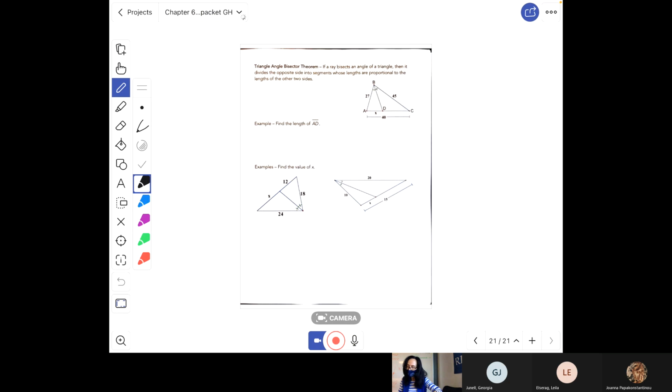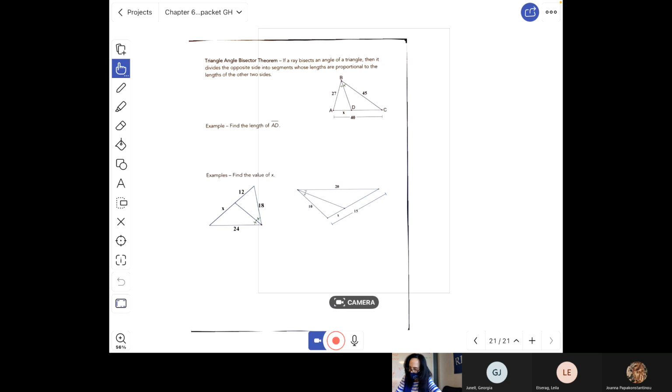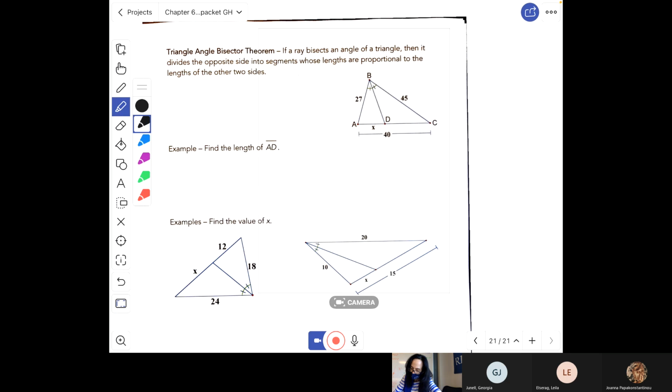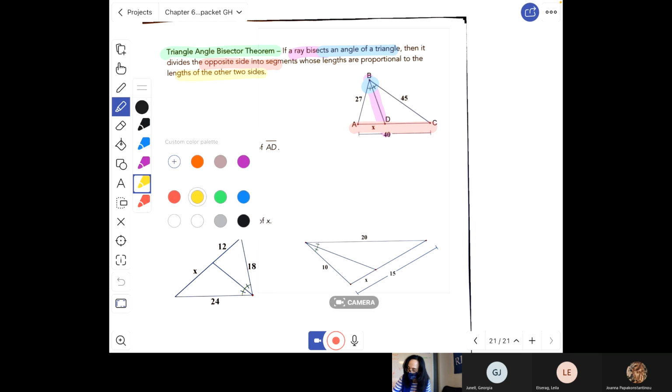Excellent. All right, one last theorem, the triangle angle bisector theorem. So I have a ray, and it bisects the angle of a triangle. So here's my ray, and it's bisecting this angle. Then it must divide the opposite side into segments whose lengths are proportional to the lengths of the other two sides. And what are the other two sides? These.